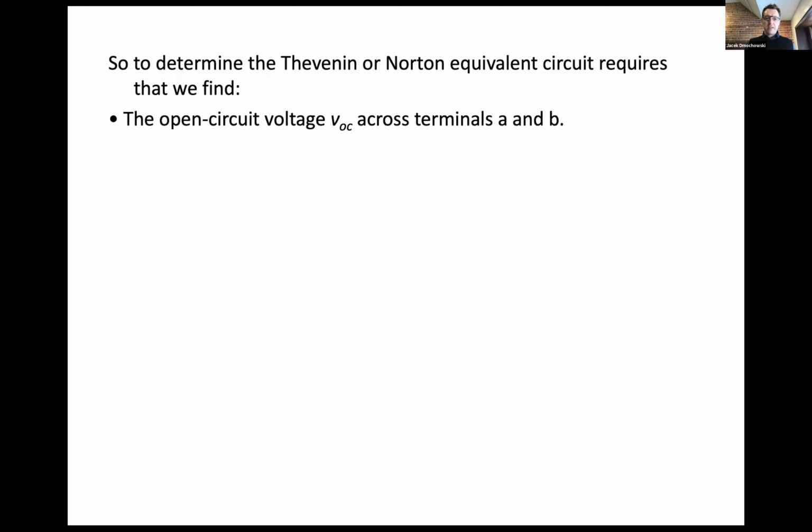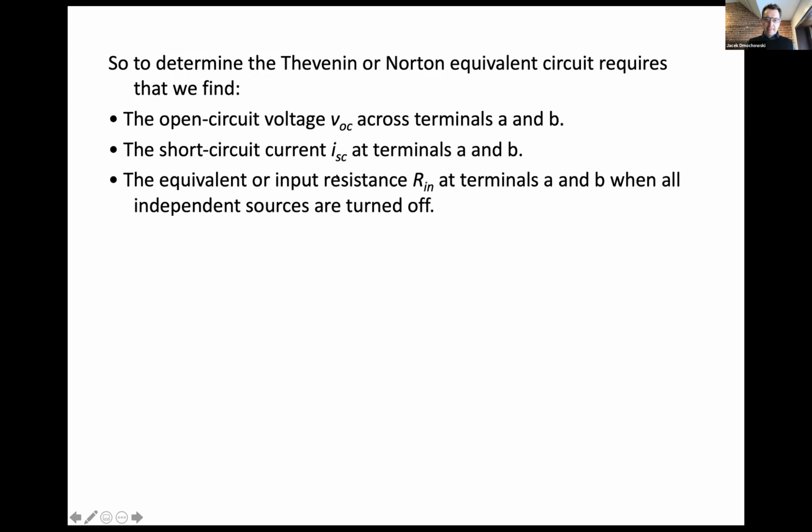Okay, so we need two of three quantities. We either need to reduce a circuit to its Thevenin or Norton equivalent. We either get the open circuit voltage, so in other words, you leave A and B unconnected and you figure out what the voltage is across them, or you connect them with a short and you figure out how much current that short is carrying. And three, you turn off your independent sources and then you measure how much input resistance the circuit presents when looking from terminals A and B.